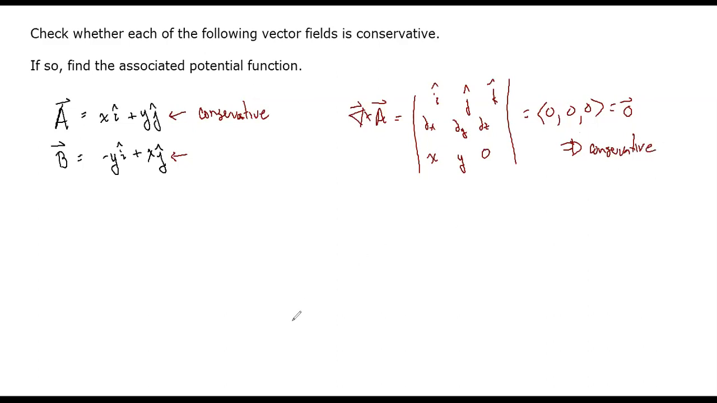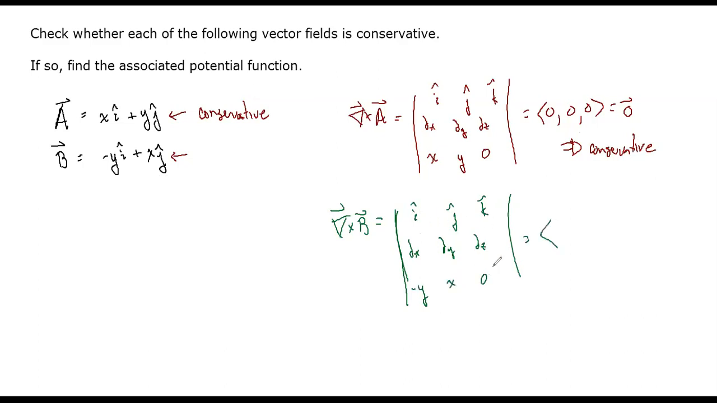And then I'll do the same thing with curl of B. I hat, j hat, k hat. d by dx, d by dy, d by dz, minus y, x, 0. And then we have, okay, d by dy of 0 is nothing, d by dz of x is nothing, so that's 0.